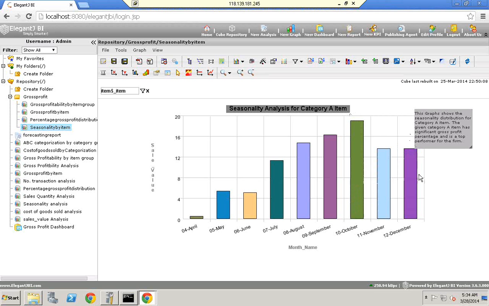So this is a small overview of what we have done. We have looked at it by gross profitability. Next would be cost of goods sold, percentage sales, and sales transactions. And that will basically build up a short story for them.